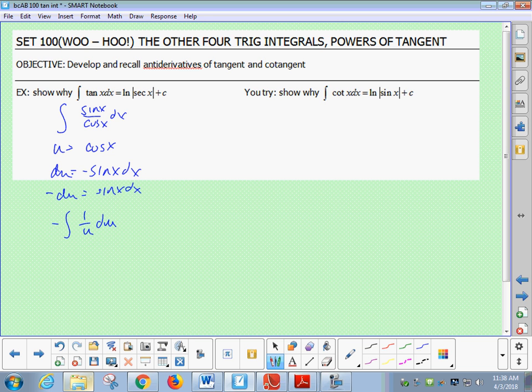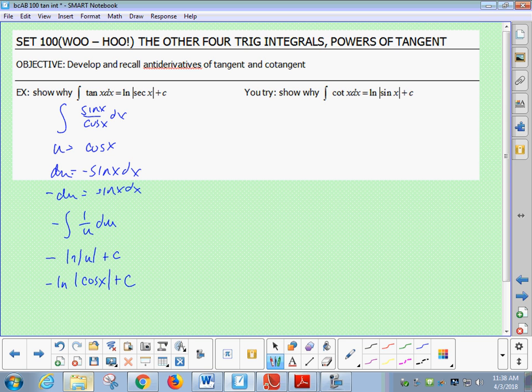Because of the cosine having a negative derivative, we pick up a negative. The antiderivative is negative natural log of the absolute value of u, which is negative natural log of the absolute value of cosine. And there's nothing wrong with that, really, but it's most often cleaned up a little after that.